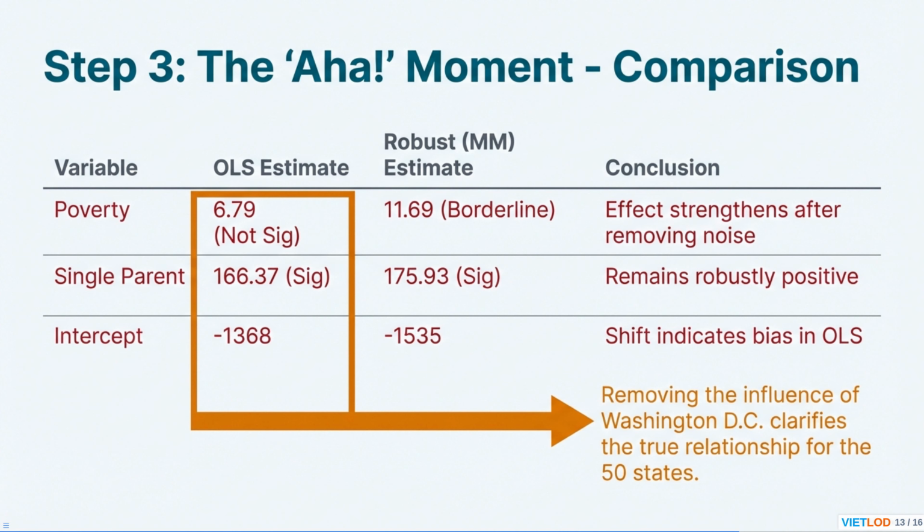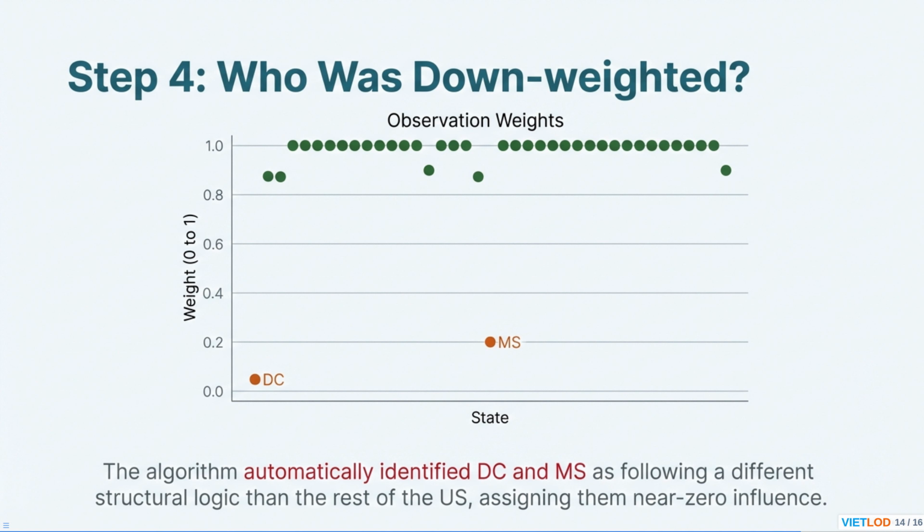This visualization, our fourth step, clearly illustrates the automatic reweighting process performed by the estimator. Each dot represents a state, and its vertical position indicates the final weight assigned to it, ranging from 0 to 1. A weight of 1 signifies full inclusion in the model, while a weight near 0 means the observation was effectively ignored due to its outlier characteristics.